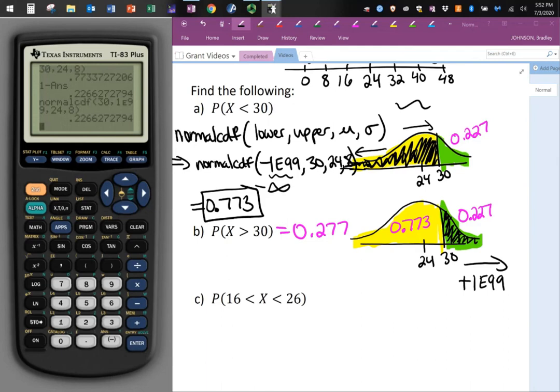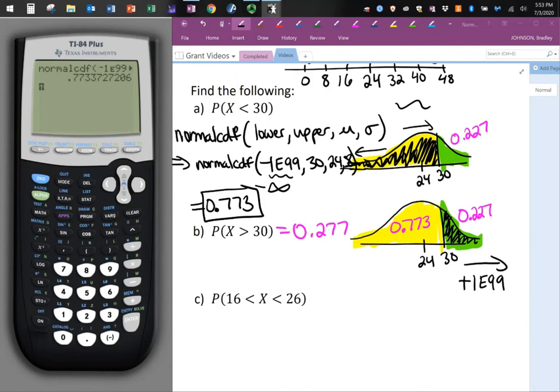So if you have the 84, it's a little bit nicer because you can hit second vars, go to number 2. It helps you keep organized. The lower bound now was 30, the upper bound was 1 E99, and then 24 and 8 were remembered, and then you can hit paste, and then now it looks exactly like what we typed in the 83, and you get the same answer. So that is 2 different ways of doing it.